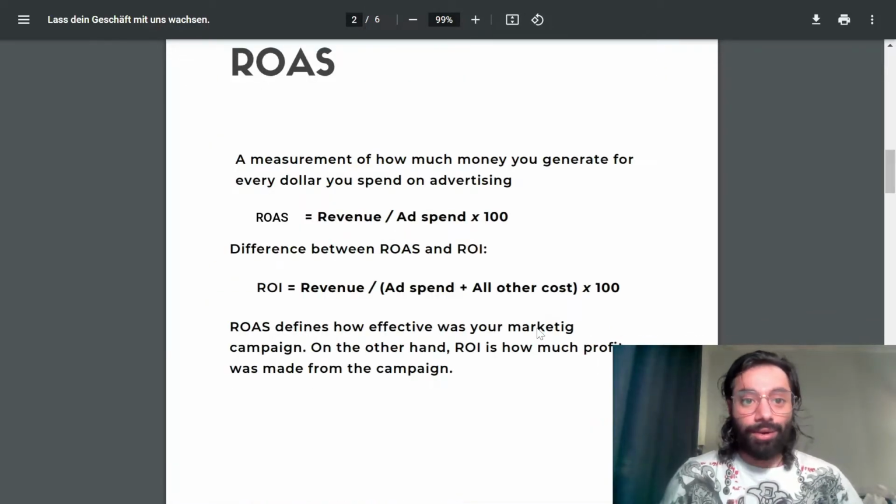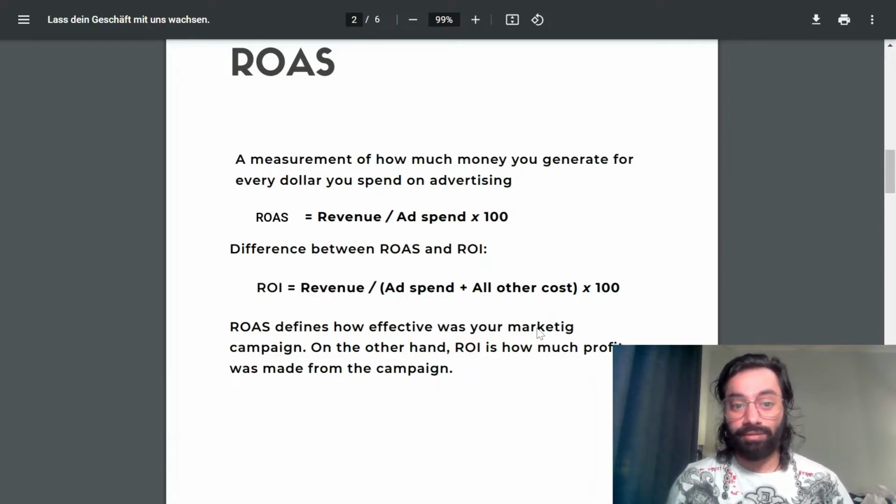So what is ROAS? ROAS is a measurement of how much money you generate for every dollar you spend on advertisement. How to calculate ROAS is really simple. You can calculate ROAS by dividing revenue by ad spend, multiplied by 100.